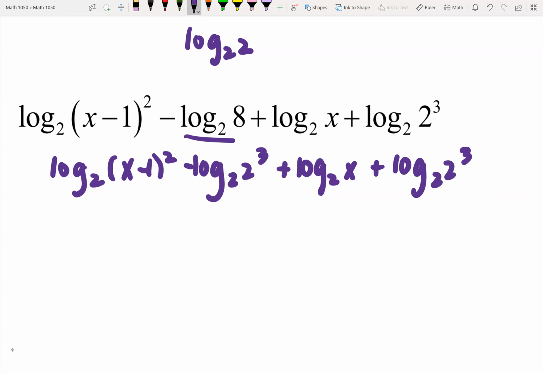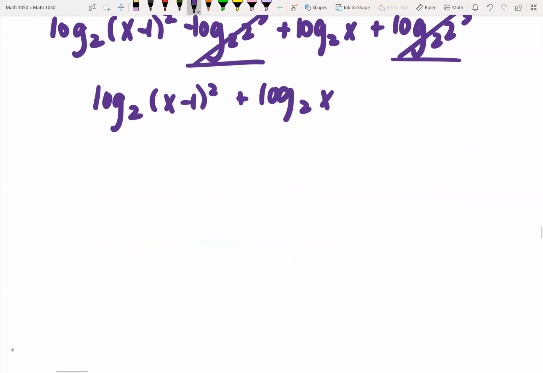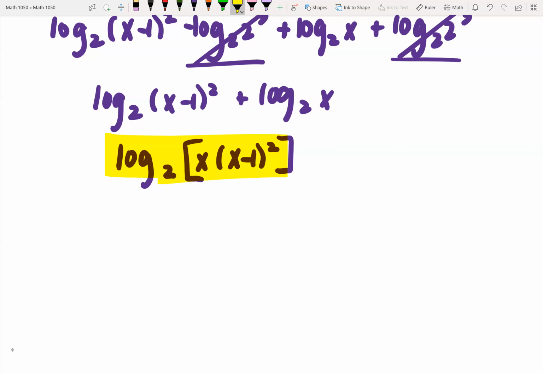Well, now look what I've got. I've got a negative log base 2 of 2 to the third and a positive log base 2 of 2 to the third. Those actually just go away. So then what I have is log base 2 of (x minus 1) squared plus log base 2 of x. Those are added, so when I squish them, they're going to be multiplied. So it's x times (x minus 1) squared. I'm going to put brackets around it, and I'm done. That's it.